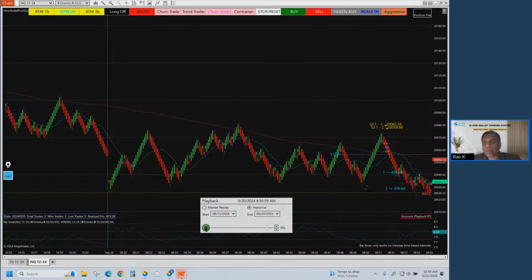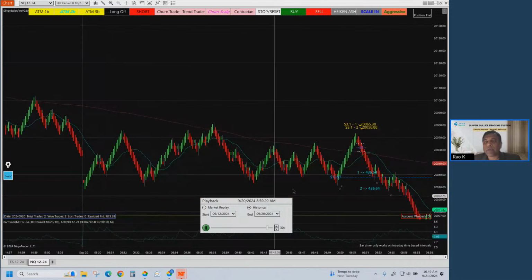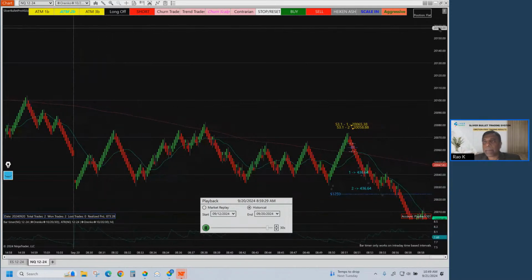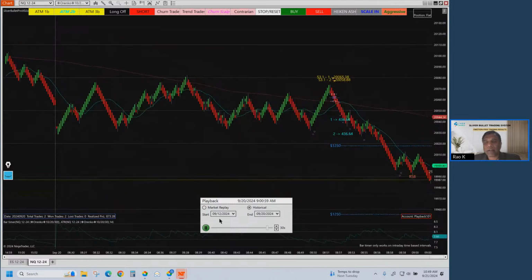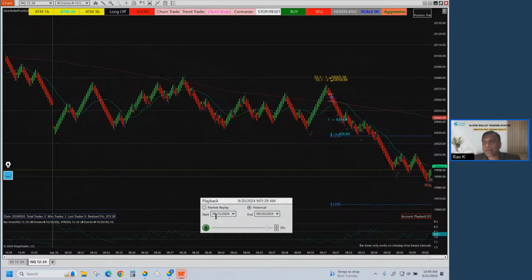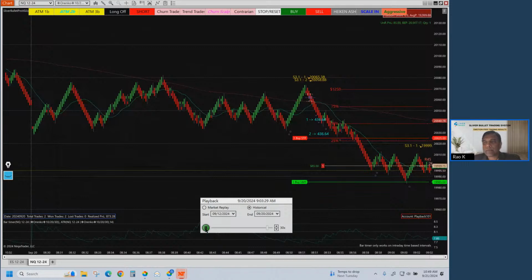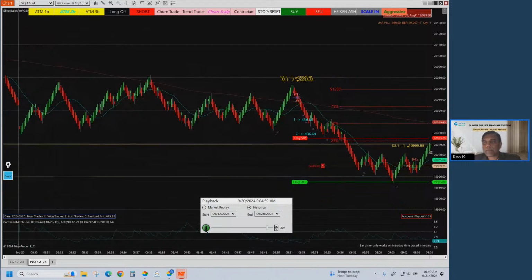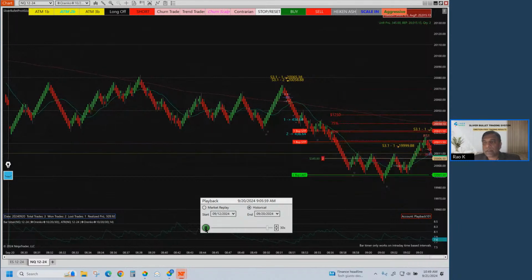So market has been trending down. It has to pull back to the 21 SMA for us to get a trade. It won't trade until that condition is met. Order filled. So target filled. Stop filled. So it got stopped. Order filled. Target filled.